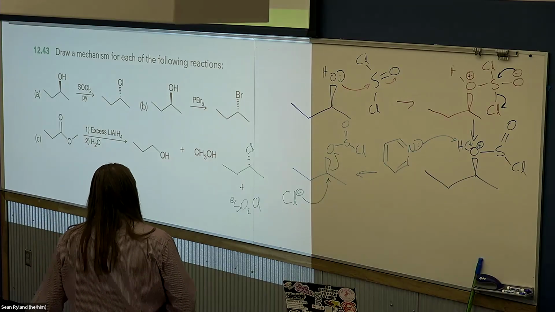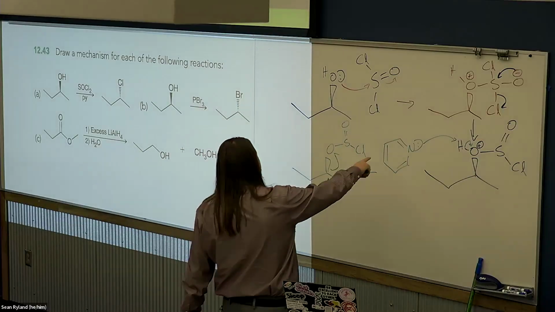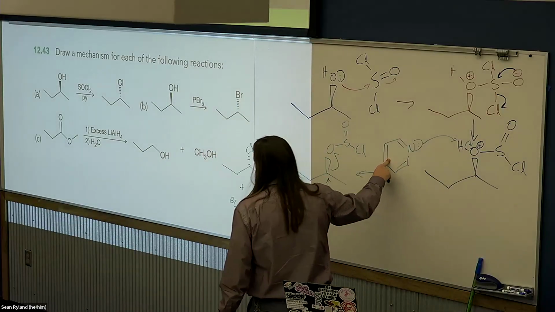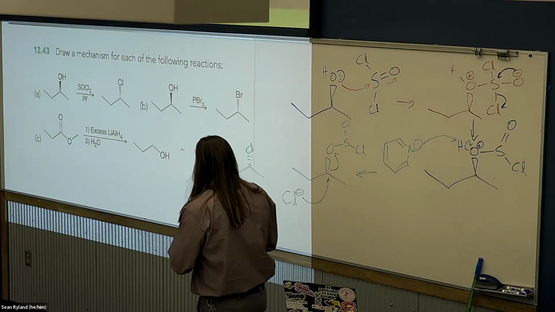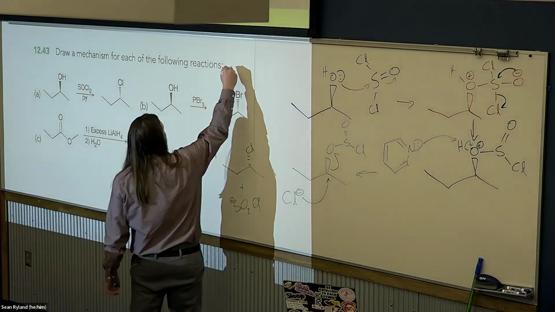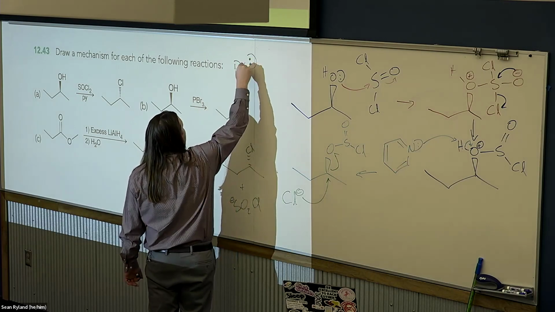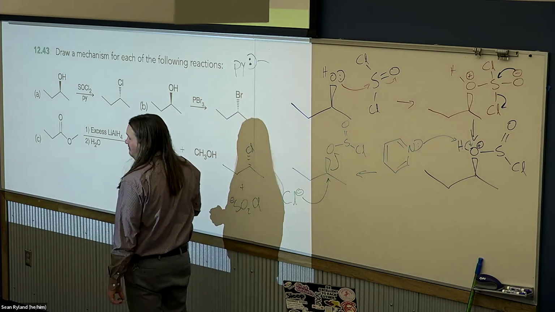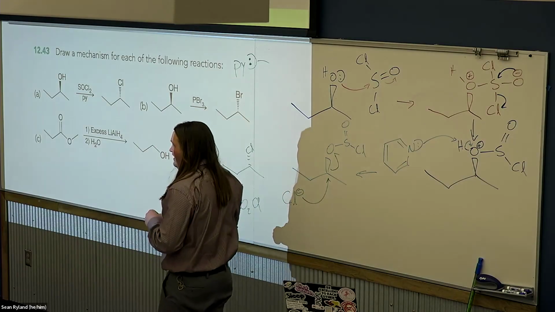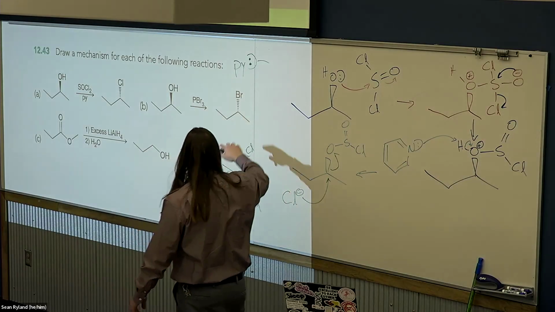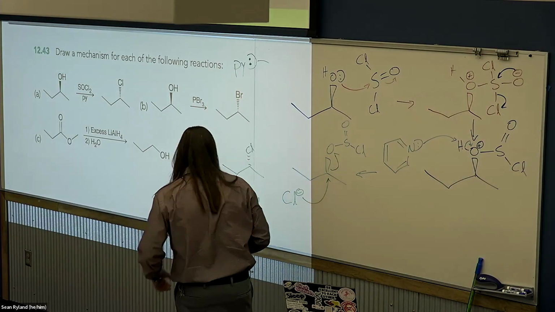I would prefer to see you draw the structure for the pyridine, but it's also not uncommon for people to just write it as PY and then just draw a little pair to attack it. So worst case scenario, if you forget the structure of pyridine on the test, just do that.